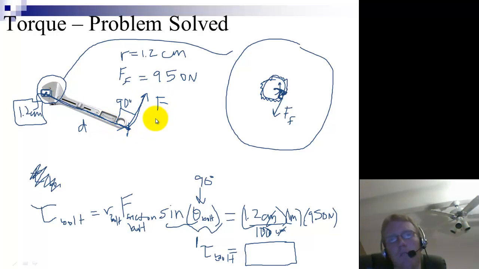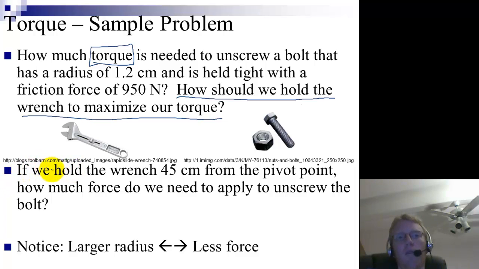Okay, so let's go back and see. There's a second question here. If we hold the wrench 45 centimeters from the pivot point, how much force do we need to apply? The torque of us should be greater than or equal to the torque of the bolt. So in order to get that thing loose, we have to exert at least as much torque as what's holding it in place. But the torque of the bolt we already found out is some number. That's your answer right here. Plug that in right here.